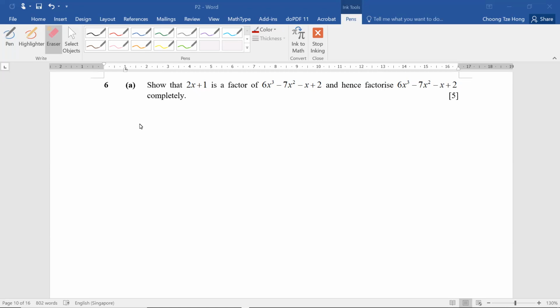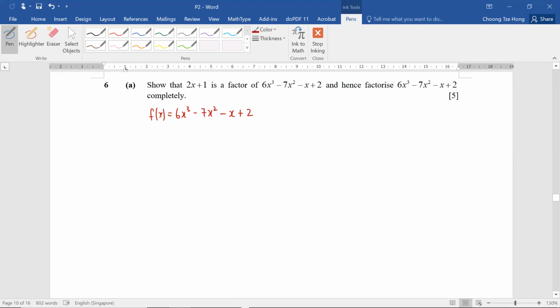Okay, so for 6a, they want us to show that 2x plus 1 is a factor of 6x cubed minus 7x squared minus x plus 2. And then after that, they want you to factorize the cubic polynomial. Alright, so we will start by letting f(x) be equal to the polynomial. So f(x) equals 6x cubed minus 7x squared minus x plus 2.